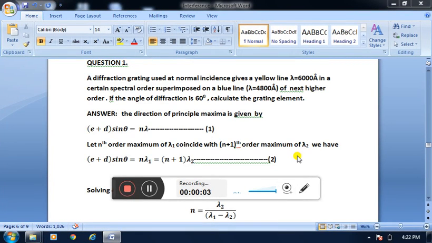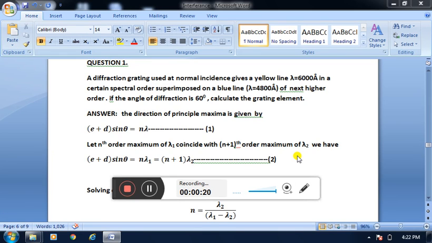Today we are going to solve some numerical problems on diffraction. In diffraction, we already discussed the definition of diffraction and the types of diffraction. Dear students, now we are going to discuss some numerical problems.